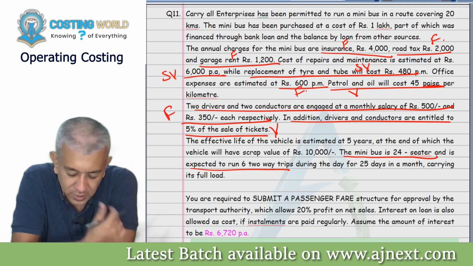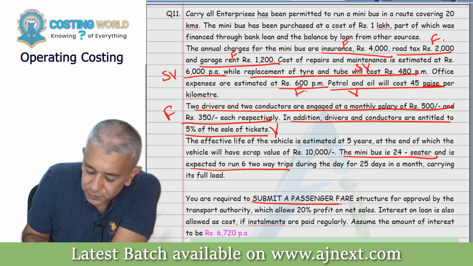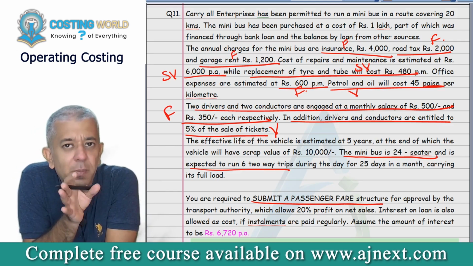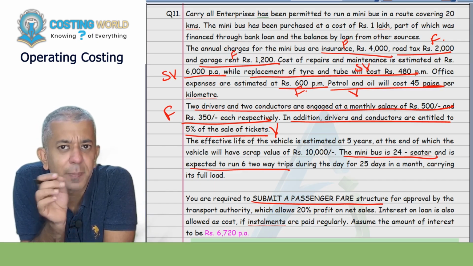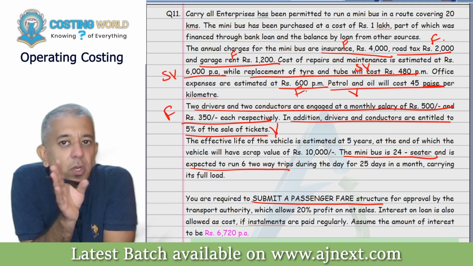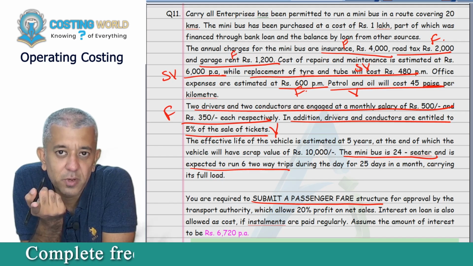Okay, now see, those guys are saying you are required to submit a passenger fare structure. You all will understand exactly like your last question. This is a transport company carrying passengers. Can we say whenever we have to submit the fare, we will submit the fare per passenger kilometer, no? Yes, sir. Okay. So like your last question, we are going to be doing 2 things first. Let's find out number of kilometers. Let's find out number of passenger kilometers.